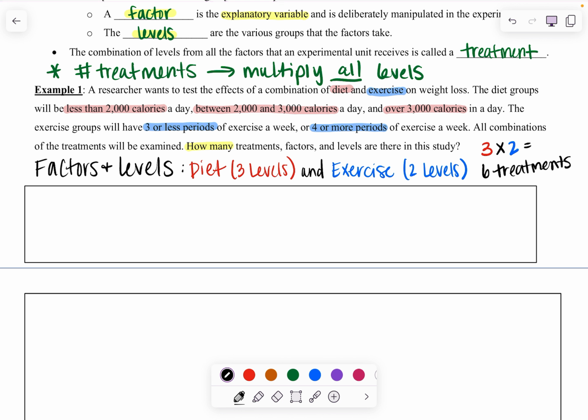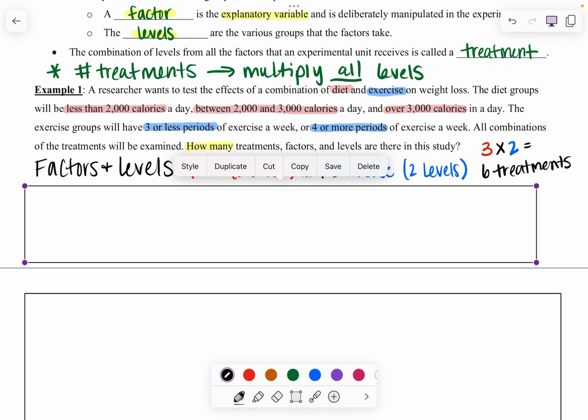Just to expand on this, and I don't want you to feel like you have to write this next part down. I just want you to be able to process it and understand where it's coming from. It's a lot of writing. I don't want you to have to write it right now. With a question that asks you to identify the treatments, so if the question doesn't say how many treatments there are, instead they say identify the treatments of this experiment, you have to write out all of the combinations. So in total, I should have 6 treatment groups, and it's going to be a combo of one of the levels from diet and one of the levels from exercise.